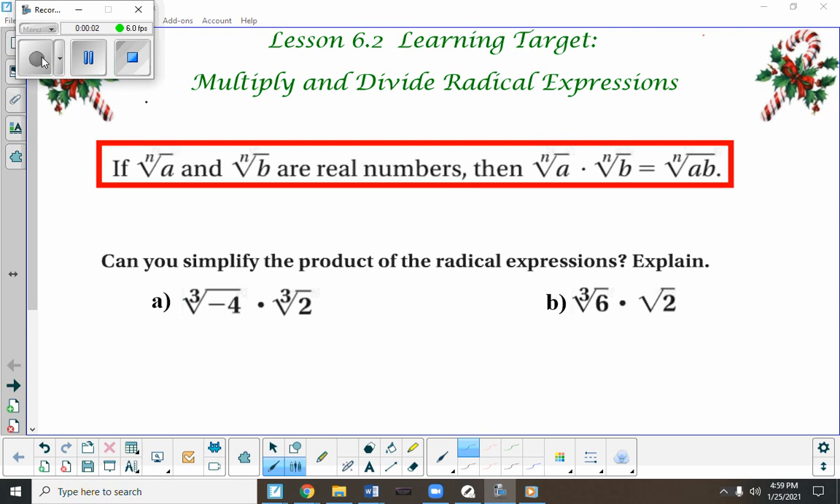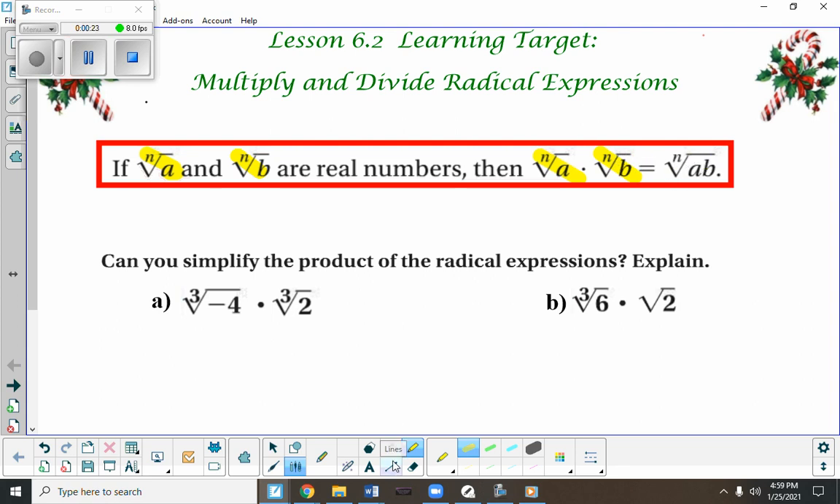Hi, this is lesson 6.2 in Algebra 2, and in this lesson we're going to be talking about how to multiply and divide radical expressions. Now, if the nth root of a and the nth root of b are real numbers, then the nth root of a times the nth root of b is equal to the nth root of a times b.